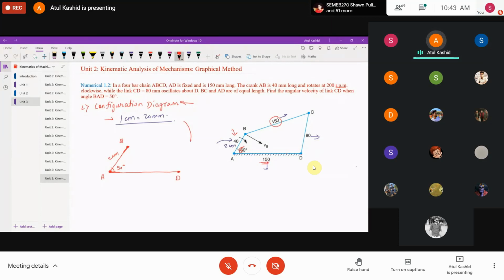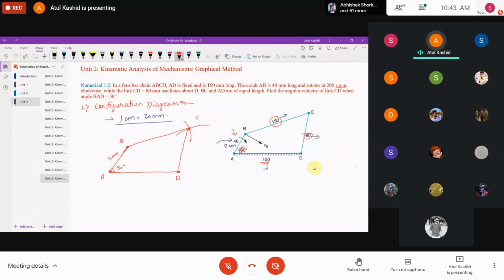And then keeping the compass at the point D, we have to convert this 80 mm into centimeter using the scale, and keep your compass at the point D and cut an arc over here. So you'll get the point C over here, right? And then simply what we are going to do, we are going to join this.